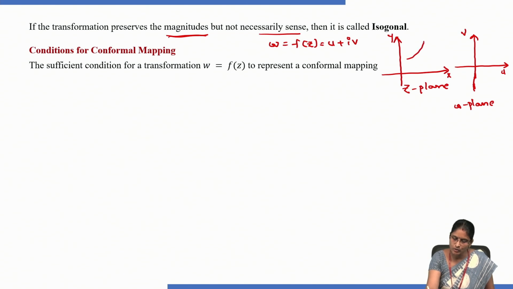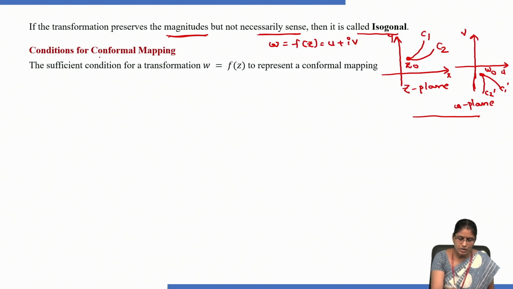Here in z plane we are taking two curves, C1, C2, intersecting point is z0. In w plane, we are taking two curves, C1 dash, C2 dash, intersecting point is w0. See here, in this figure it is clearly mentioned, it preserves the magnitude but not necessarily the sense. This type of transformation we call an isogonal.